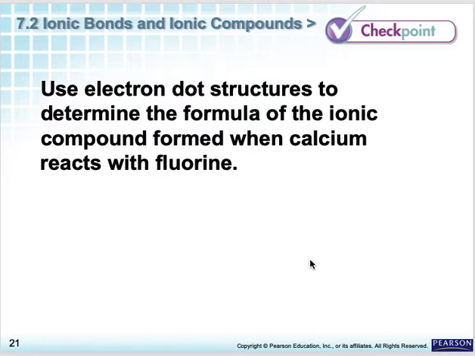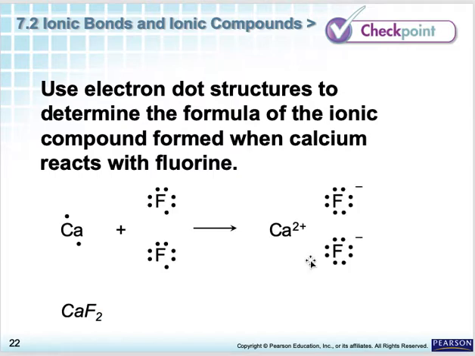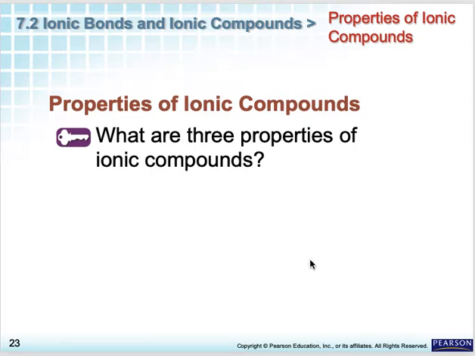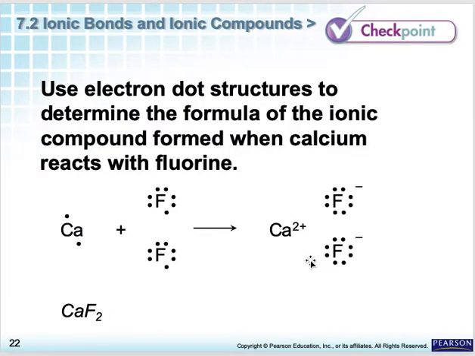Electron dot structures can be used to determine the formula of an ionic compound. And if you wanted to do that with calcium and fluorine, to get calcium fluoride, you would end up with 1 calcium for 2 fluorines, and you would have CaF2.